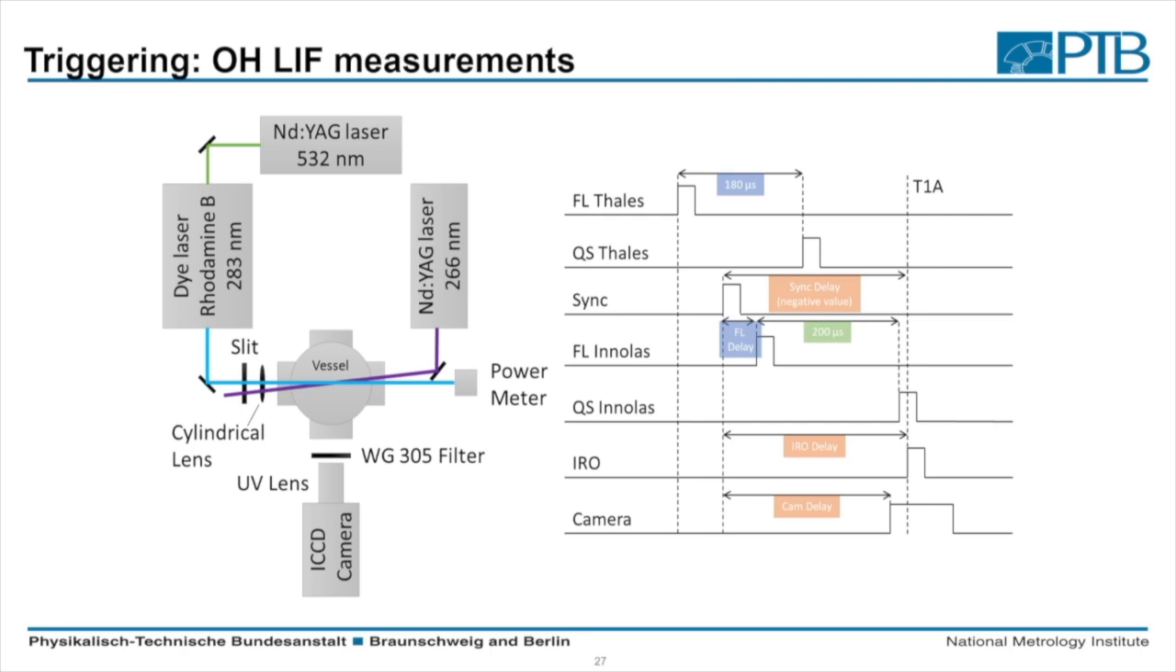So then we can go a little bit more into detail. We have an OH LIF setup here, a YAG laser and a dye laser to get light in the wavelength range of 283 nanometers to excite OH radicals. We have also a second laser here, which we use to trigger the spark.